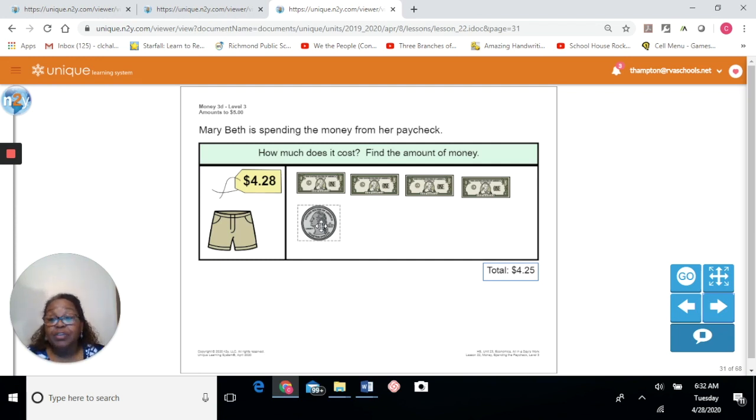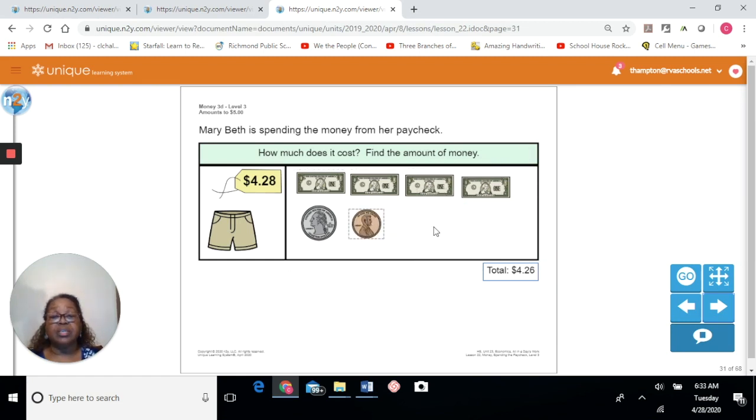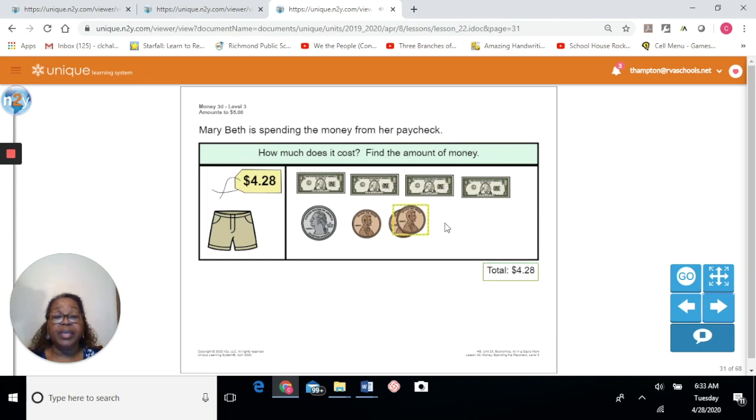We have 25. We could count on by a nickel. Well, if we add 5 more, 25, and a nickel would be 30. A nickel is still too much. Let's try pennies. 25 pennies, 26, 27. But we count on using pennies, not skip counting, and I think we'll have the answer. Let's give it a try. 25, 26, 27, 28.